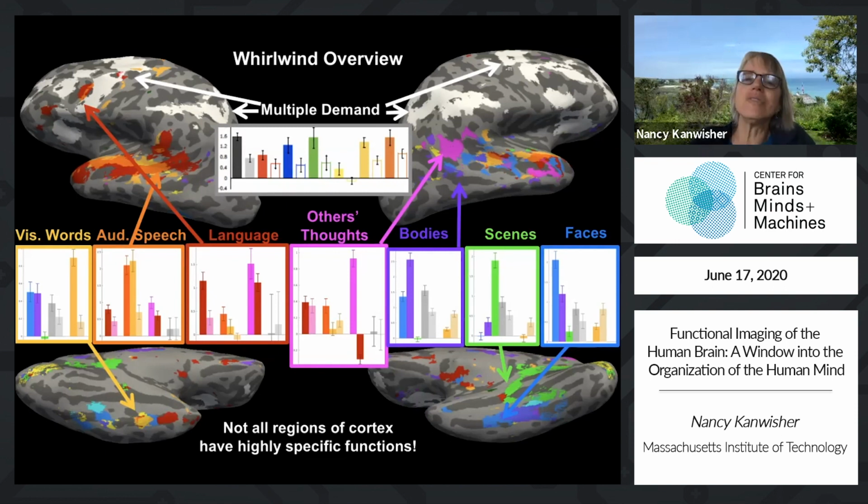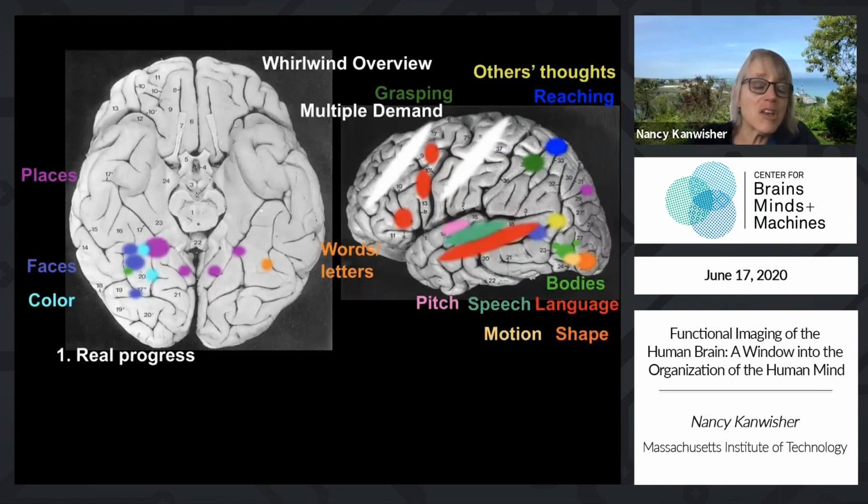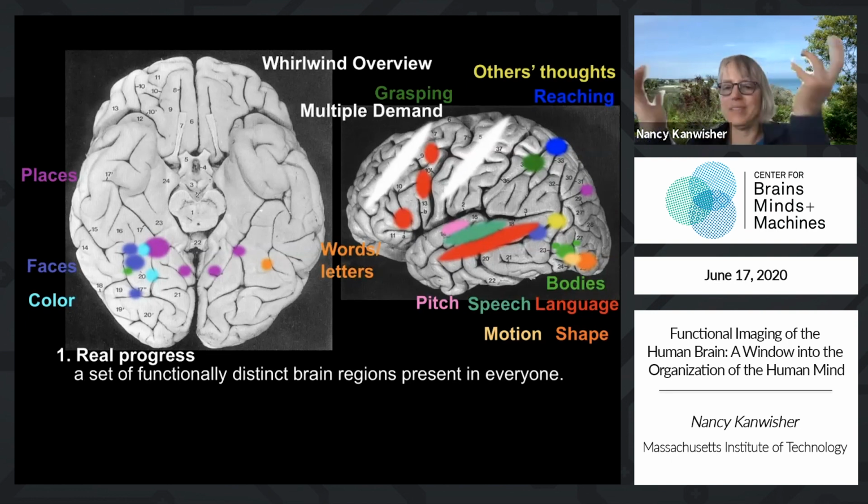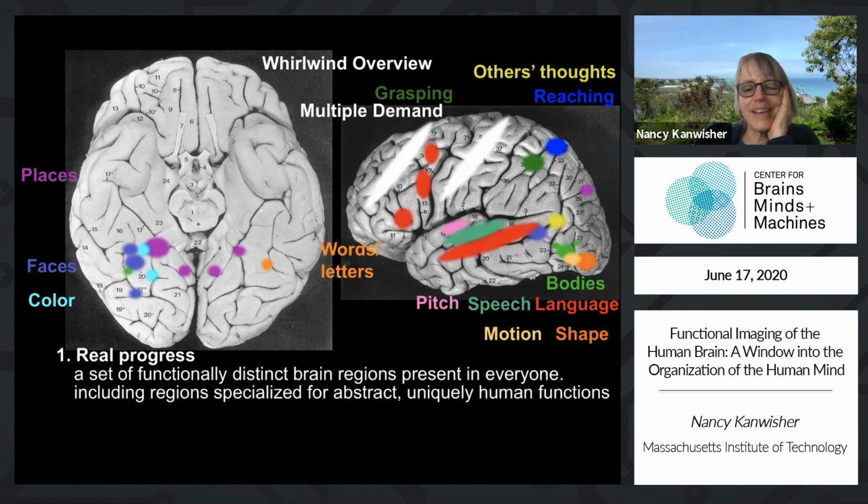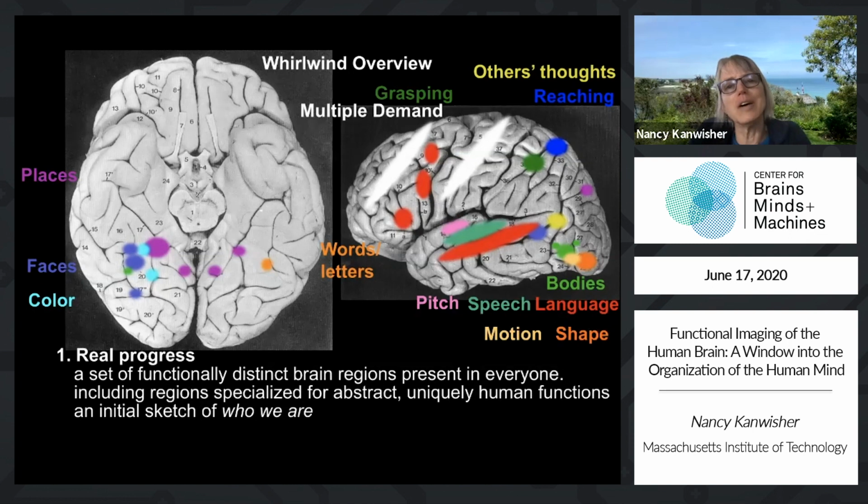But what you can see even from this overview is that we've made real progress. I really like this picture, because it shows a set of functionally distinct regions that are present in every one of us, including regions highly specialized for abstract, uniquely human functions, like language and like thinking about each other's thoughts. I like to think of this diagram as a kind of initial sketch of who we are as human beings, who we are as thinkers.